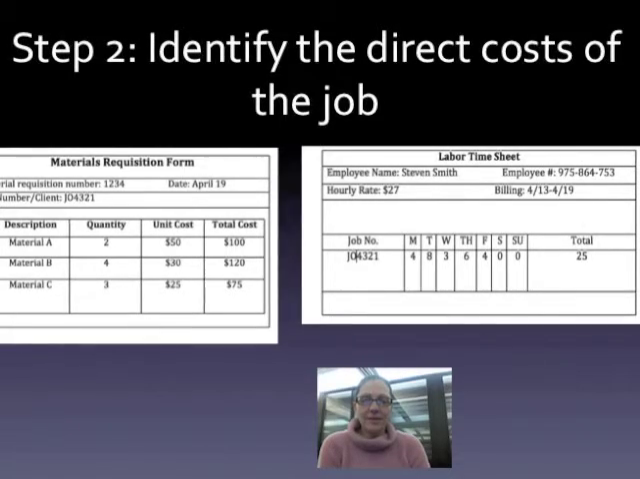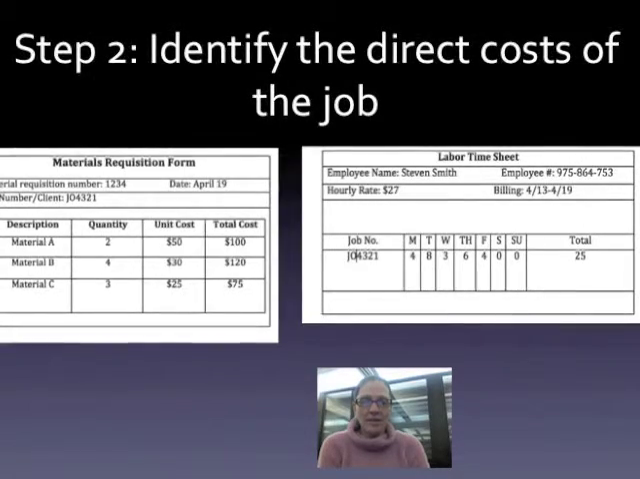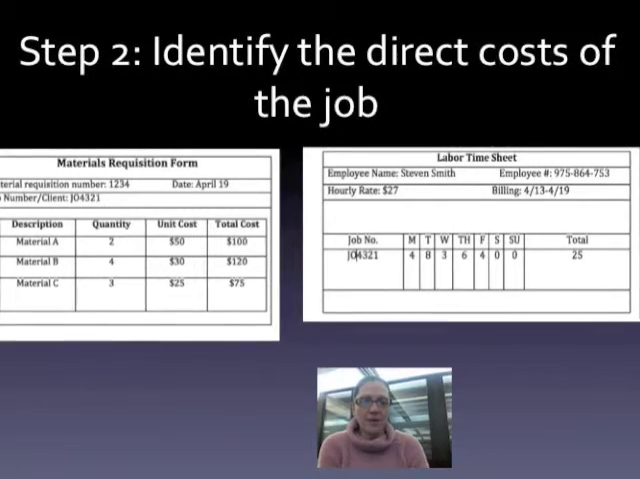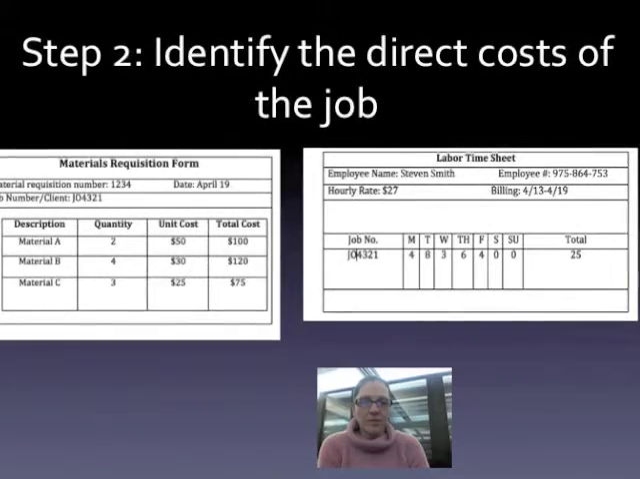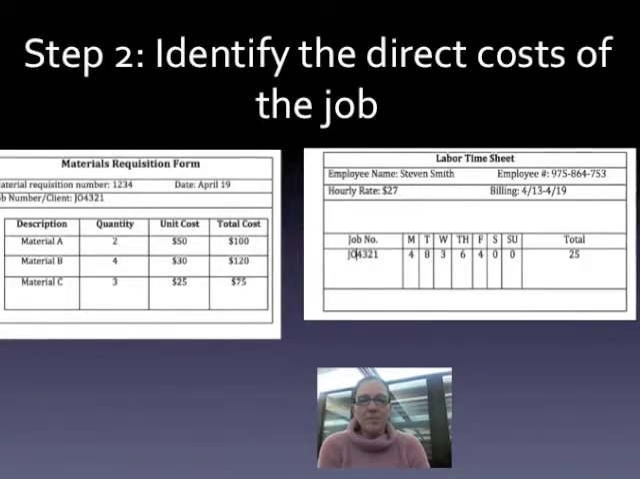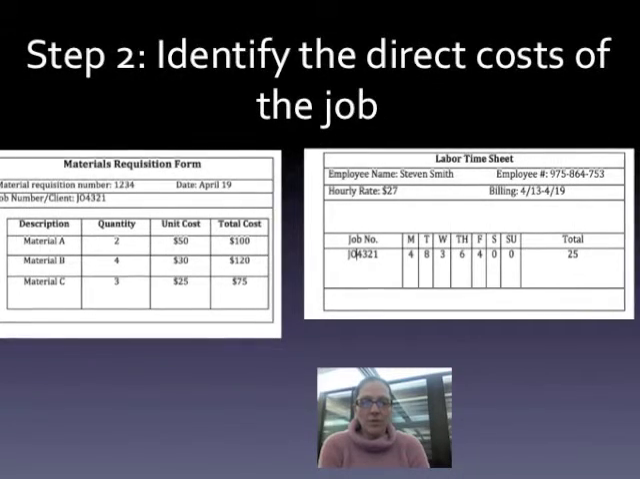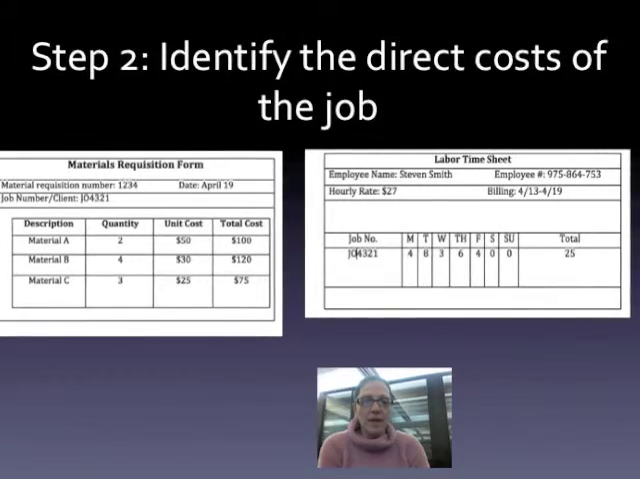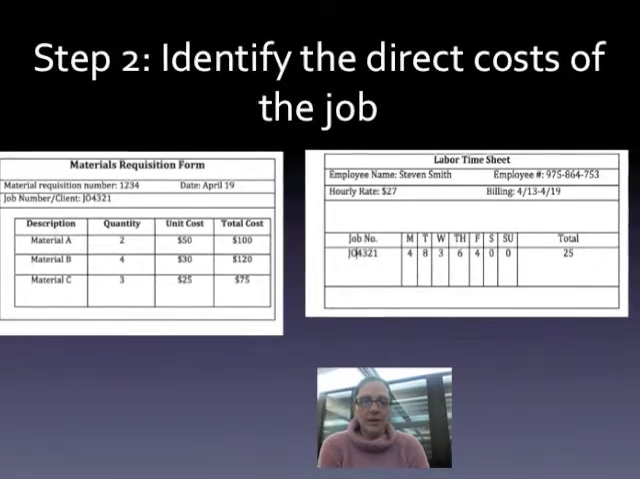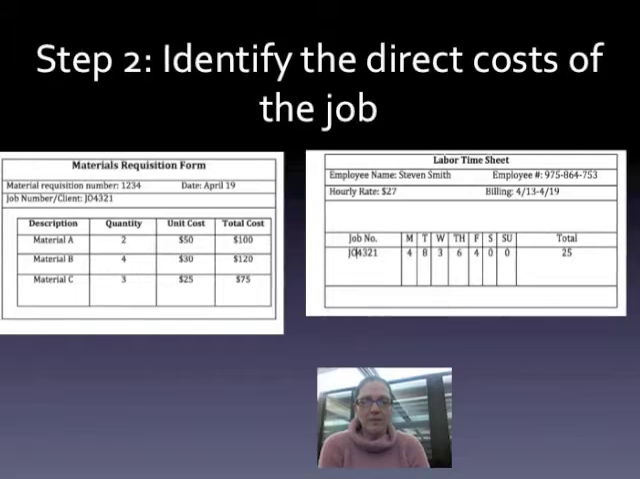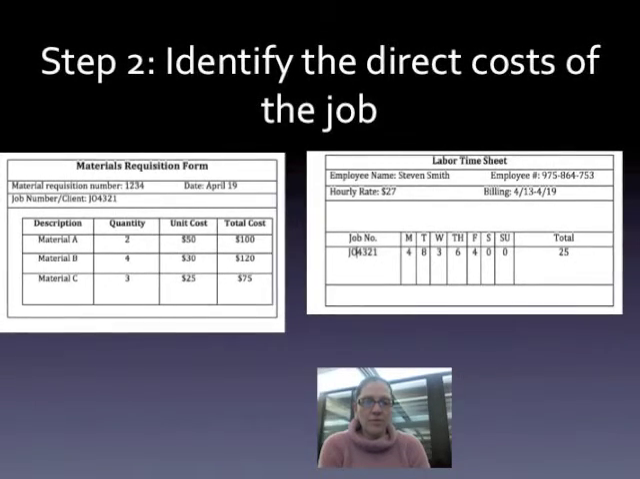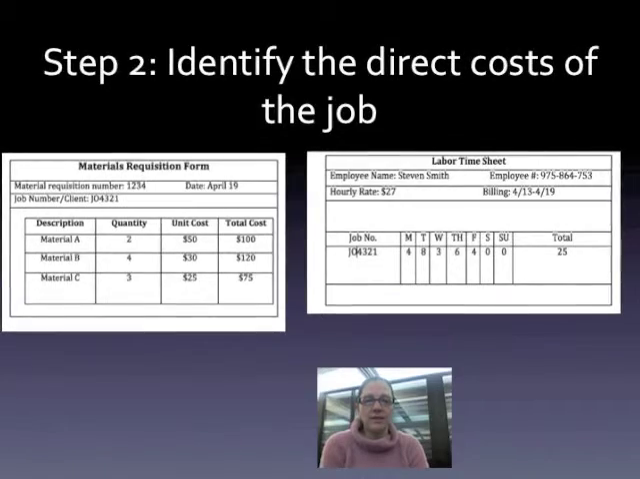Step 2. Identify the direct costs of the job. In the second step, we need to identify the two direct manufacturing cost categories, direct materials and direct manufacturing labor. For a CPA firm, the labor hours would be determined by how much time the employee worked on that particular job, and direct materials would include calculators, work papers, pencils, pens, etc. These graphs are examples of the materials requisition form and labor timesheet needed in this step.